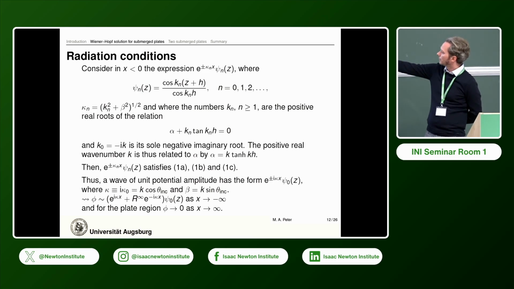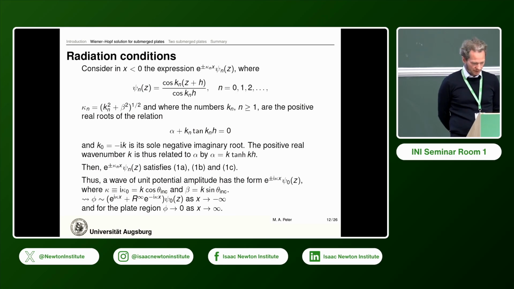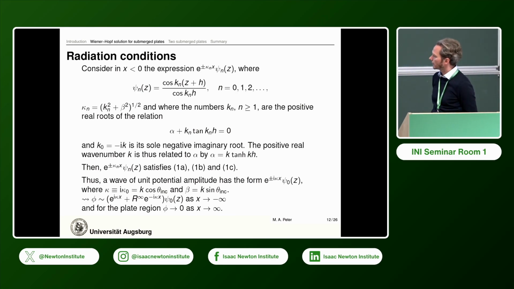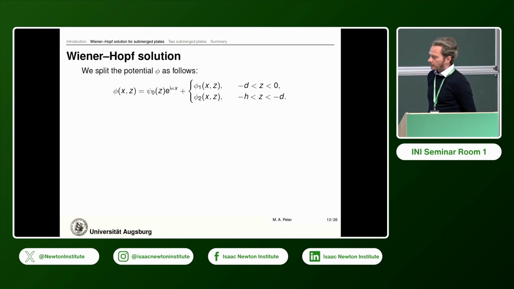And in the end, what I want to do is just look at the scattered potential. To the left-hand side, I have my incident wave plus the reflection, and what people are typically interested in is this reflection coefficient R infinity. And in the plate region, it's really just that the far field condition is basically that the porous plate, the poroelastic plate, dissipates the wave energy, so the potential goes to 0. Okay, so what do we do with this?